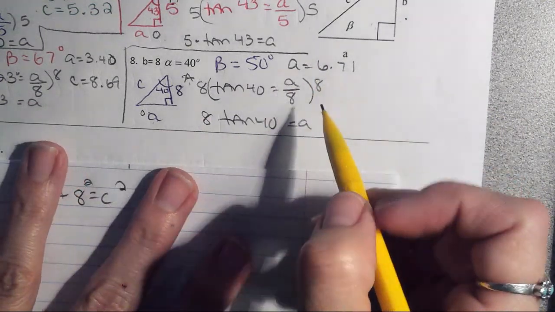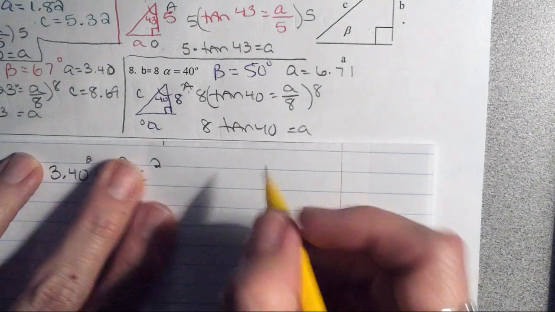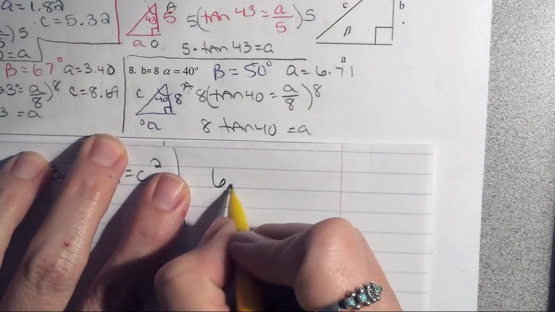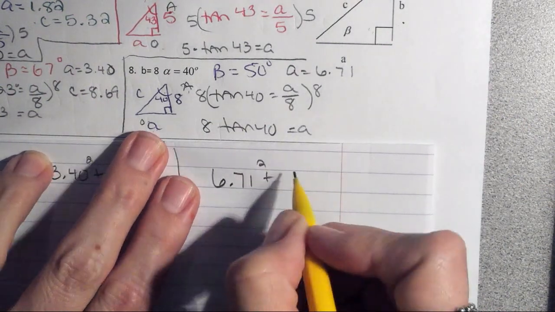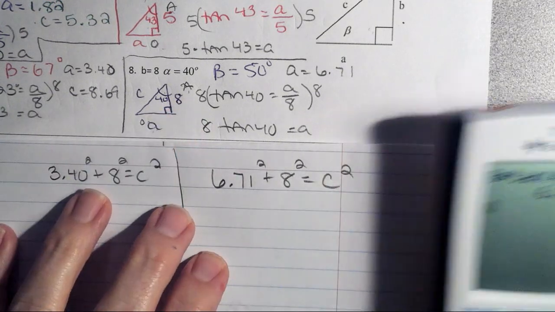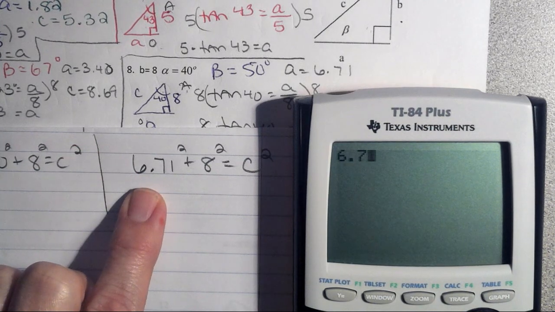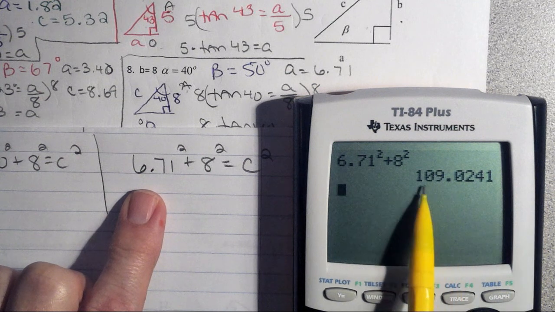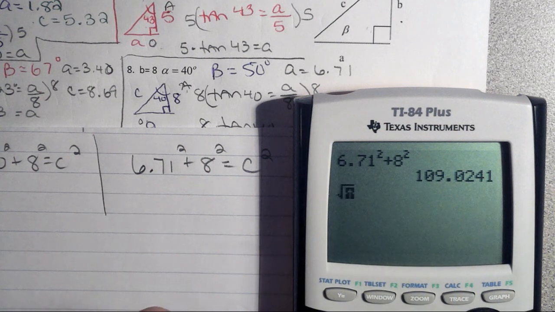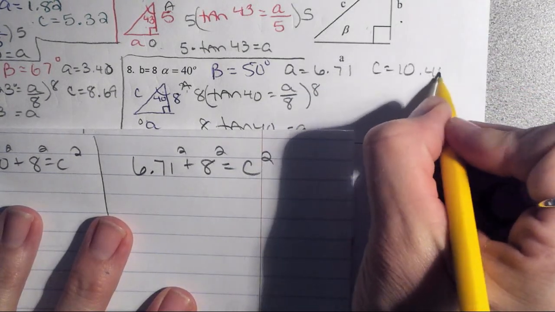All I have to find now is C, and we're going to use that same formula again. A squared plus B squared equals C squared. So 6.71 squared plus B squared equals C squared. Go to my calculator and let it do the magic. 6.71 squared plus 8 squared. Remember that C squared, I have to take the square root of that, and we get 10.44. So C is equal to 10.44.